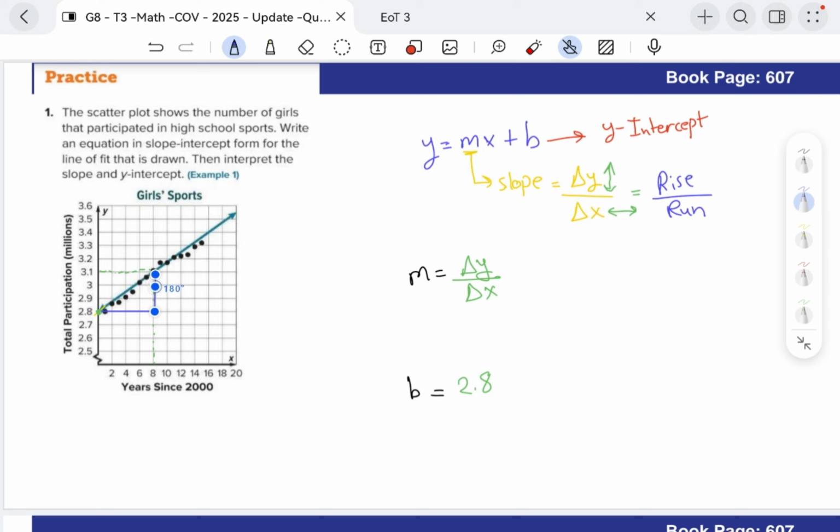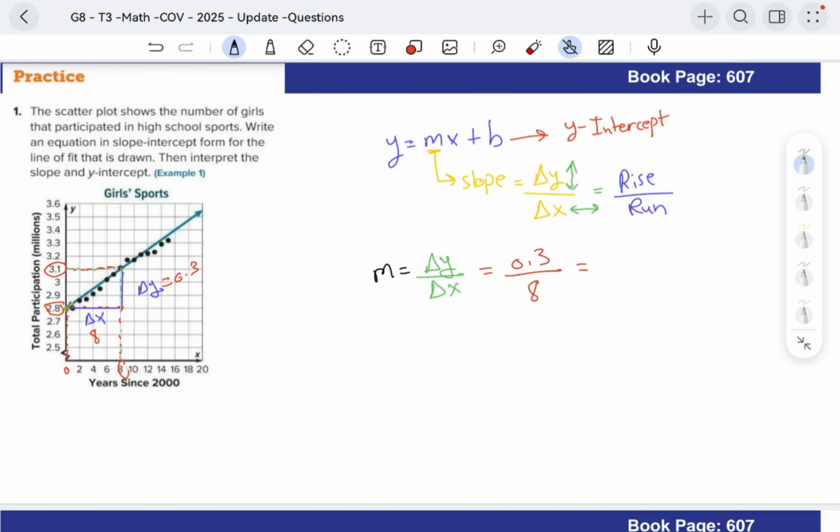This vertical line shows the change in y, which is the rise, and this horizontal line shows the change in x, which is from 0 to 8, so the change is 8. The change in y is from 2.8 to 3.1. The change is 0.3. Now we're going to substitute. The change in y is 0.3 and the change in x is 8.